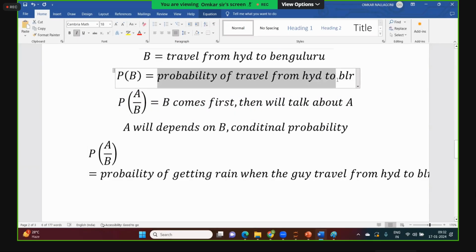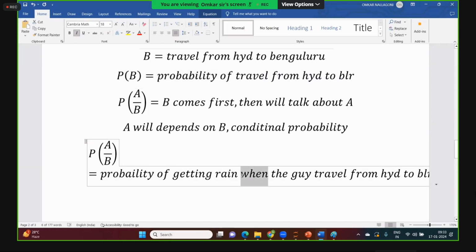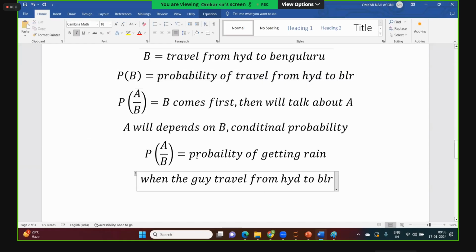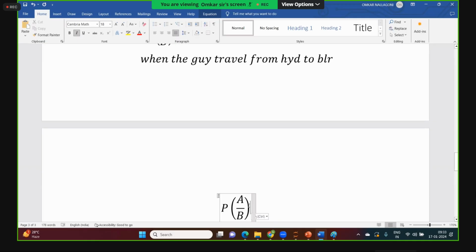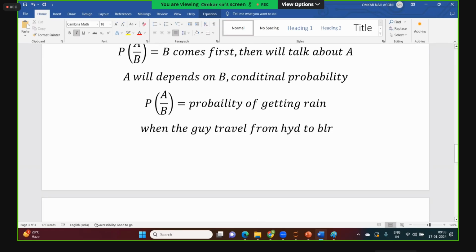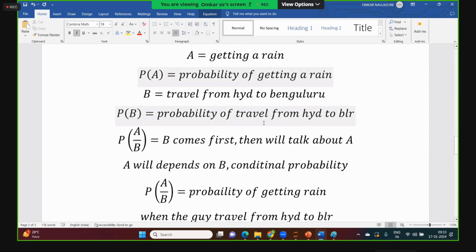Probability of travel from... that means when the guy is traveling. When the guy is traveling, you are talking about whom? Probability of getting rain. You are talking about A when B comes first. Suppose I reverse this. Tell me, Saurav, how can you write this if I reverse? You are talking about whom? Probability of traveling when rain is there. So when rain is there, you will go or not? What is your probability? 30% or 50%? 100%, you will go.